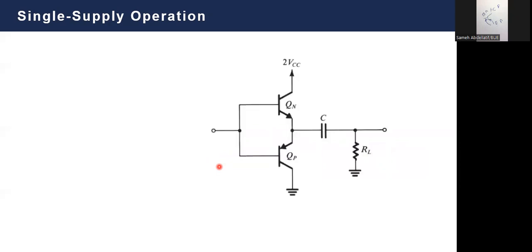Another schematic is not actually toward minimizing the dead band, but it's called a single supply operation. This is also very famous. Here, this is typically the same as the first or the principal class B amplifier. However, in this schematic, you replace your two supplies by one supply. In the previous schematic, we have VCC and negative VCC. Here we have 2 VCC and 0.